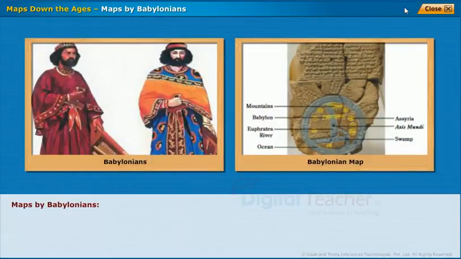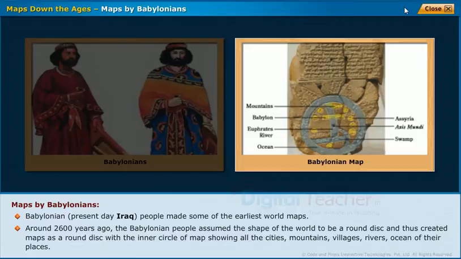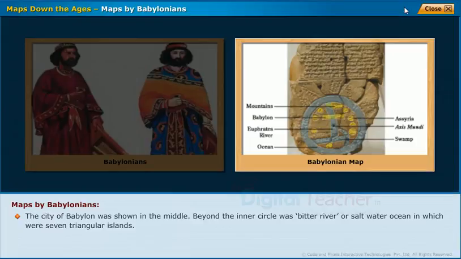Maps by Babylonians. Babylonian people, from present-day Iraq, made some of the earliest world maps. Around 2,600 years ago, the Babylonian people assumed the shape of the world to be a round disk and thus created maps as a round disk with the inner circle of the map showing all the cities, mountains, villages, rivers, ocean of their places. The city of Babylon was shown in the middle. Beyond the inner circle was Bitter River or saltwater ocean, in which were 7 triangular islands.